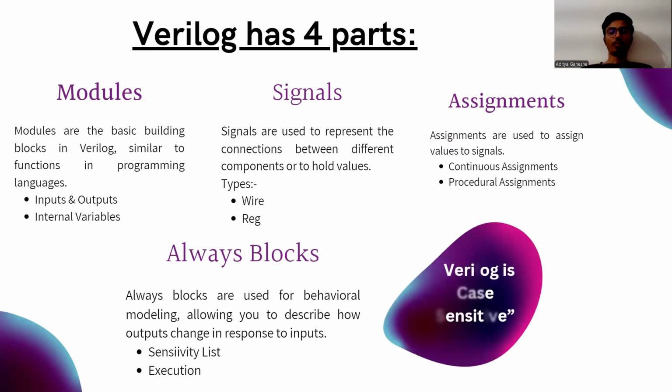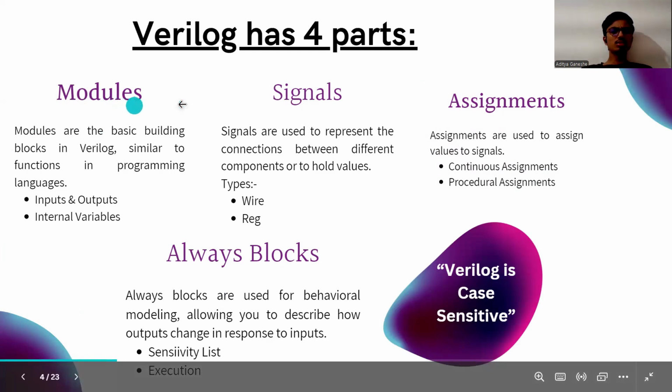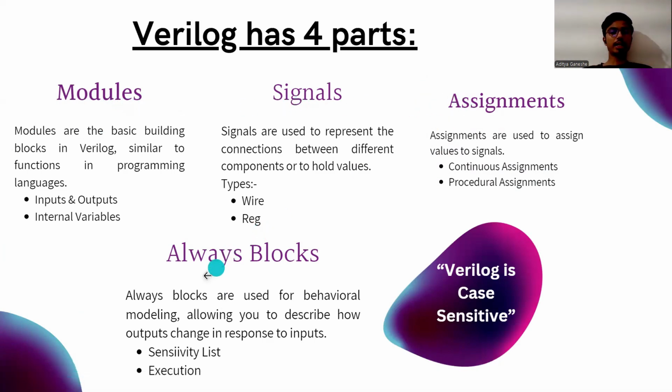So Verilog has four parts. Basically, coming to the coding part, it has modules, then signals, assignments, and always blocks. So we will be studying them one by one. So modules are the basic building block in Verilog. In modules, we declare our inputs and outputs.